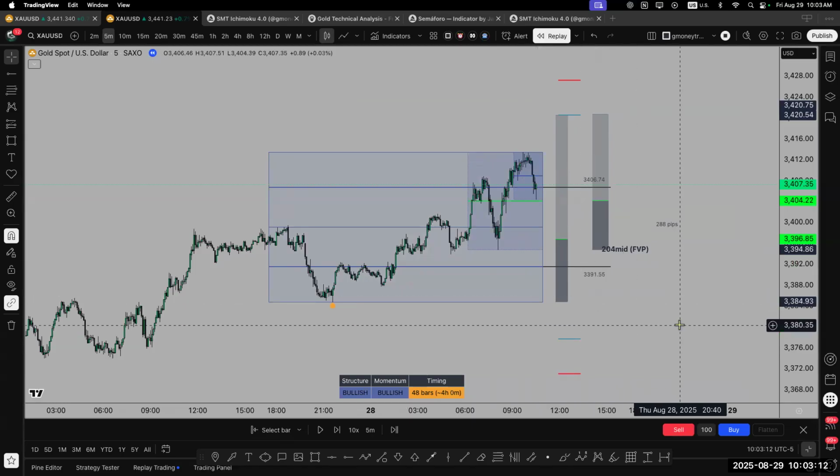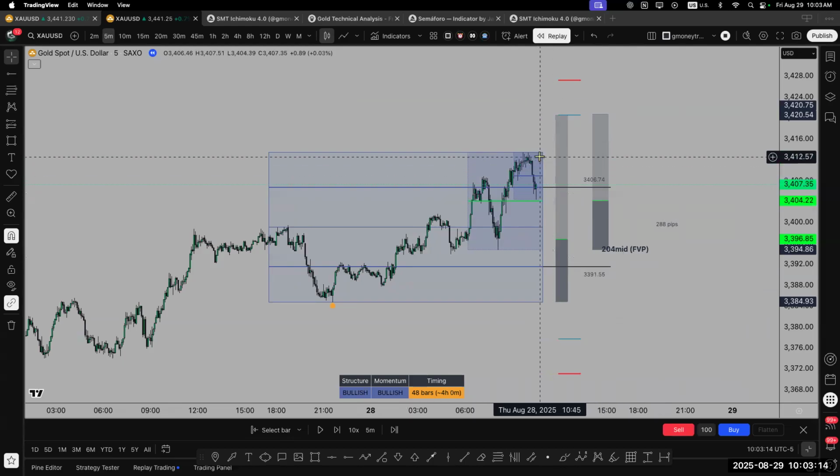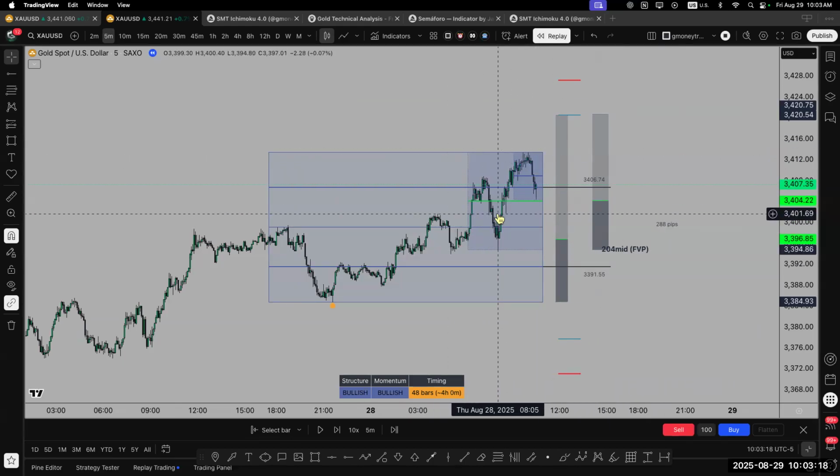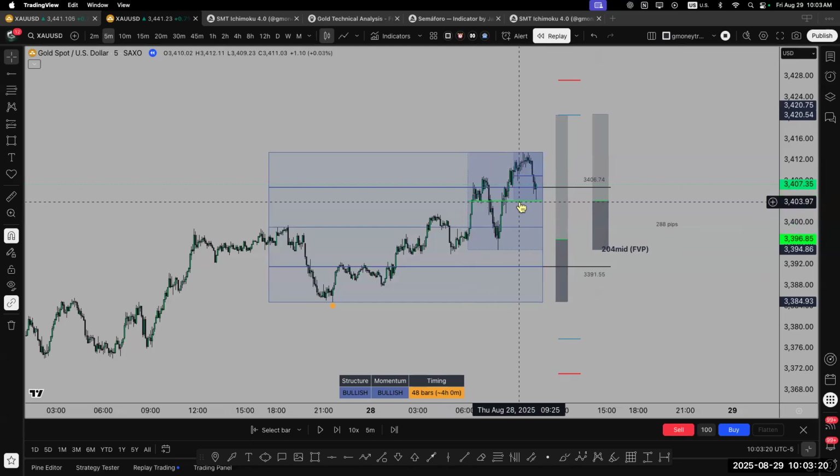Correct. Yeah. And it's more for consistency too. More for consistency. I'm going to only use the 52 mid for entries, just to kind of keep something consistent.